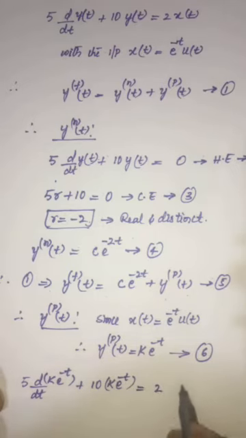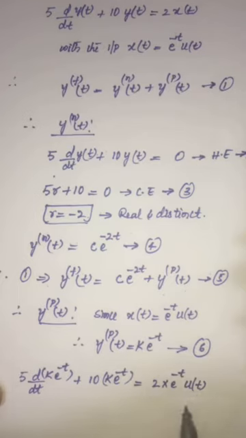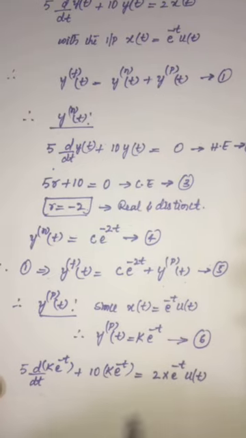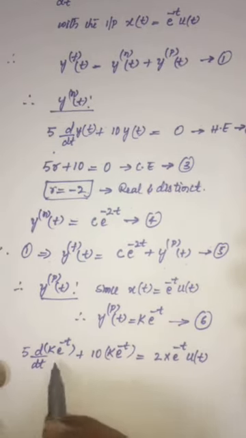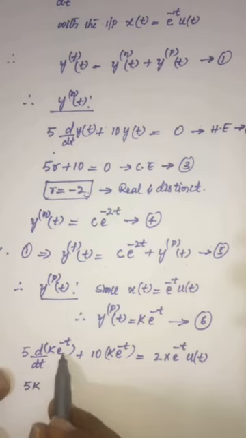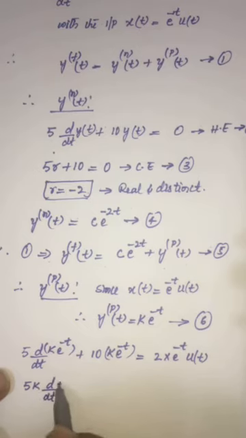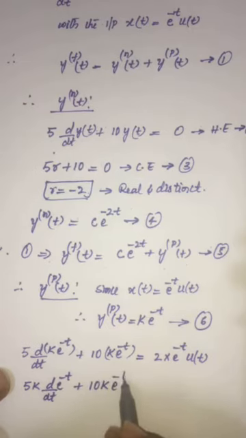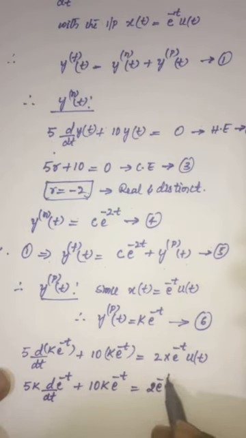What is x of t been given? It is e to the power of minus t into u of t. Even though u of t is not been written also, it is fine, because u of t's value is equal to 1 from 0 to infinity. That is the meaning of this equation, right? Now k is a constant. I can take it outside. Therefore 5k. Differentiation of e to the power of minus t, that is d by dt of e to the power of minus t remains. Here also k into e to the power of minus t stays as it is, no differential element over there. Here 2 into e to the power of minus t stays as it is.